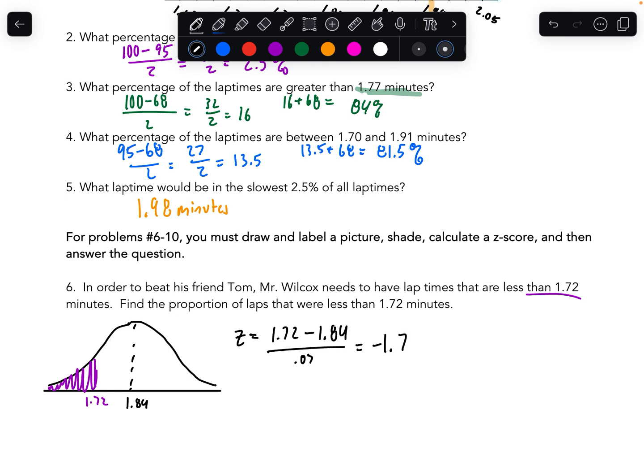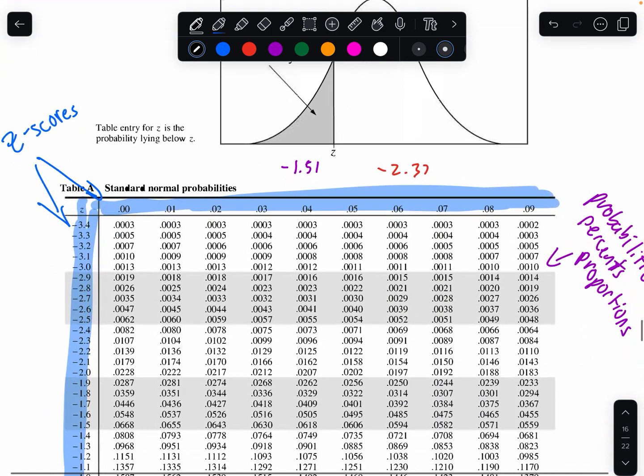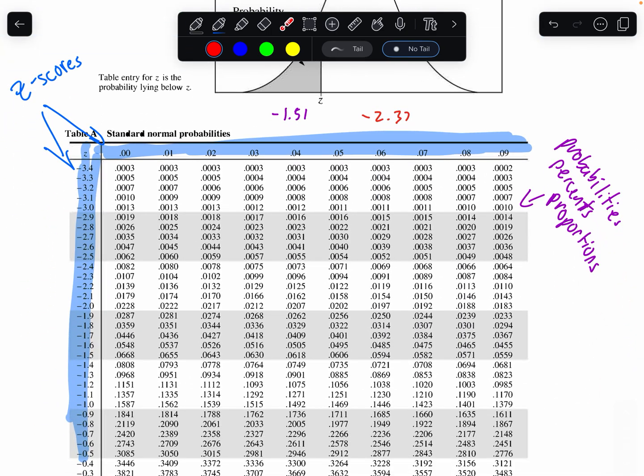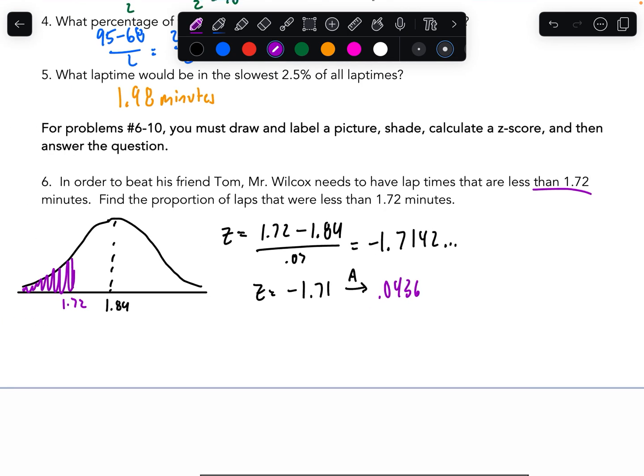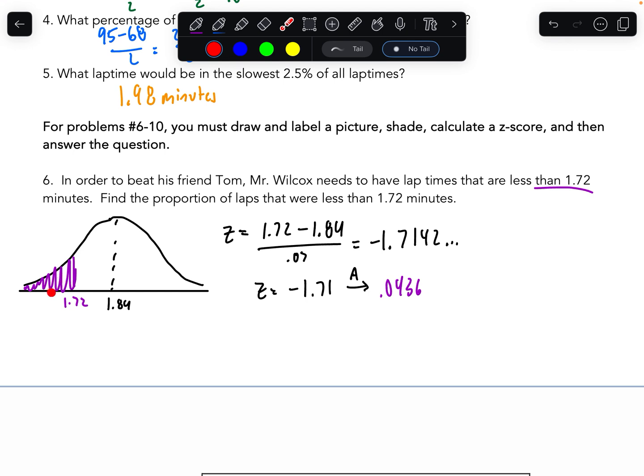Negative 1.7142... so rounding that to the hundredth would be negative 1.71. And so we're going to go to table A. I have that right here. So 1.71. This is not the 1, this is the 0, so that'd be 1.70. So 1.71 is here: 0.0436. That is a small number, 4%, matching what we said here.